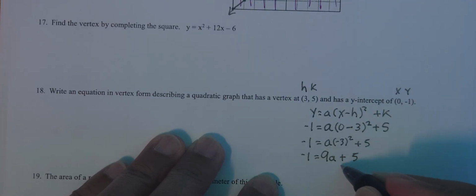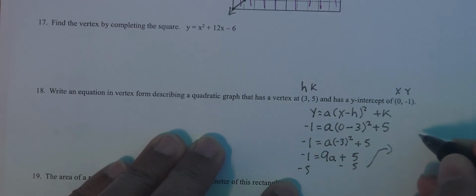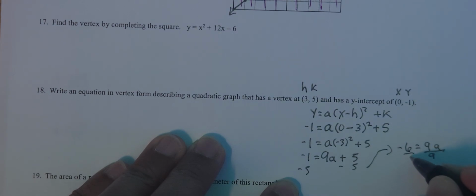Then I'm going to subtract the 5 from this side and also from this side. I'm going to come over here for the sake of space. Negative 1 and negative 5 combined to negative 6 equals 9a. Then I'm going to divide by 9. And this simplifies to negative 2/3. That's the value of a.